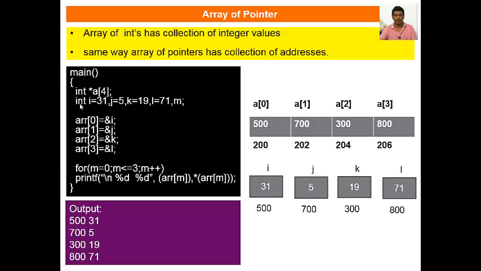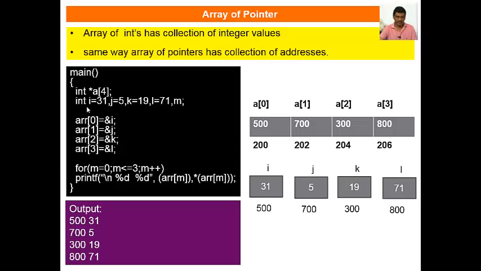Each location is 2 bytes because it is a pointer. It may be a float pointer array, and each location still has only 2 bytes. Double, float, it may be any data type. All pointer variable sizes are 2 bytes. So each location is 2 bytes, that is 200, 202. The 0th location address we assume is 200, then 202, 204, 206.